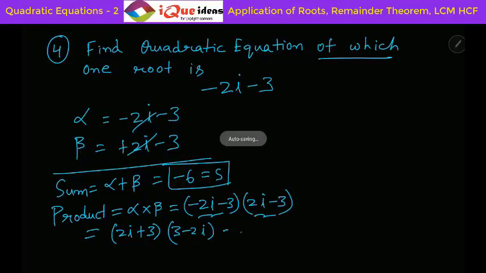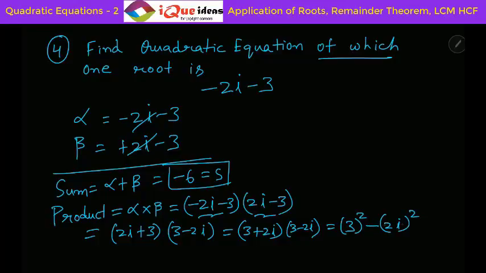Now this is equal to 3 plus 2i into 3 minus 2i, right? So we can say it is 3 square, it was a plus b into a minus b, so a square minus b square. So 3 square minus 2i square. Now 3 square is 9, right? Minus 2i square is 4i square. We know that i square is minus 1, so it is 9 minus 4 into minus 1. So it becomes 9 plus 4, which is 13. This is the product of roots. So we have sum of the roots as minus 6, product of roots as 13.